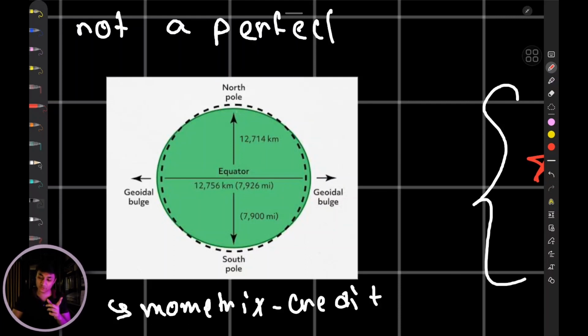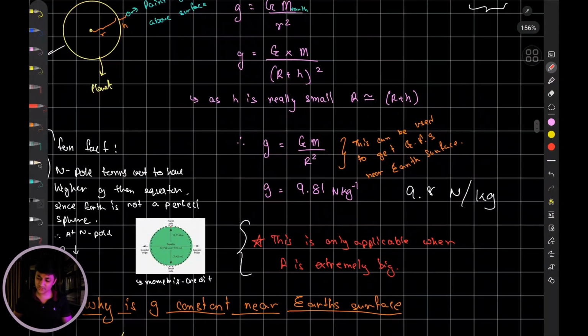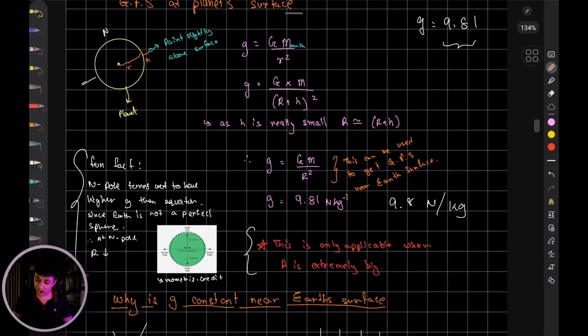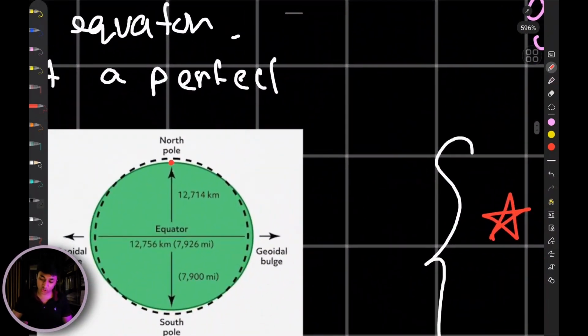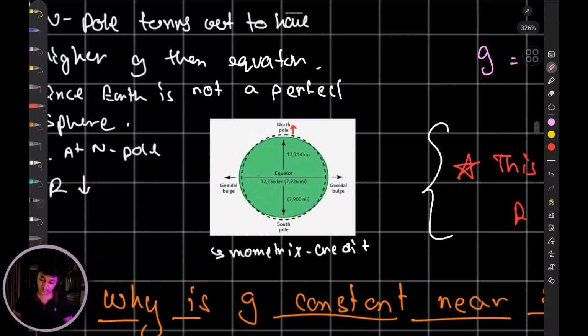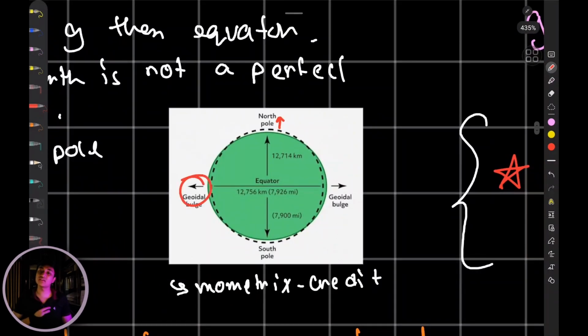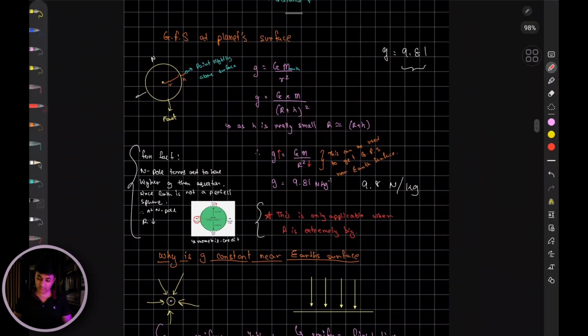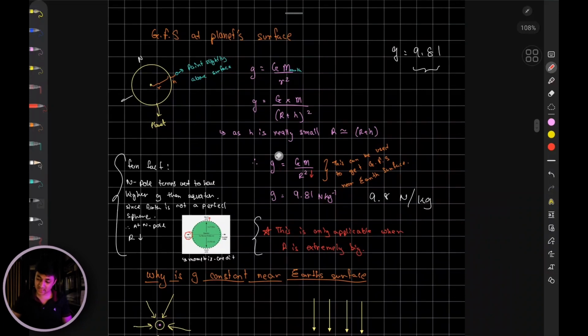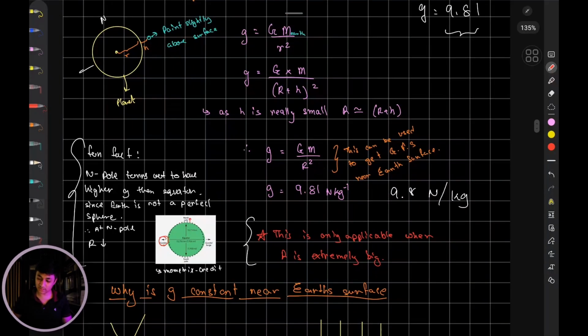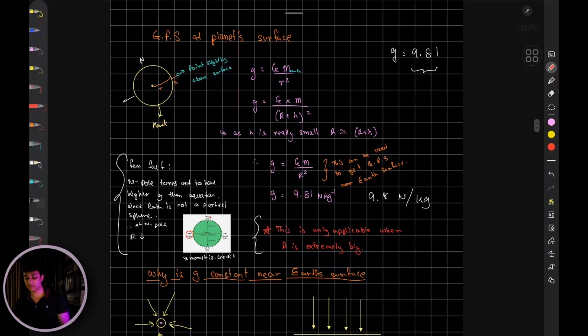And why does that happen? Notice this point is closer to the center of Earth. So what that results in is your r square value, the separation squared, decreases. And what that results in is the ultimate gravitational field strength value to increase, which is why the gravity at the North Pole is higher than the gravity on the equator. So this is how the radius ends up affecting the value of gravity or gravitational field strength.